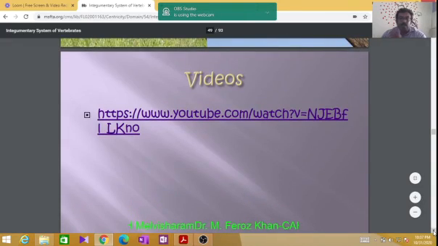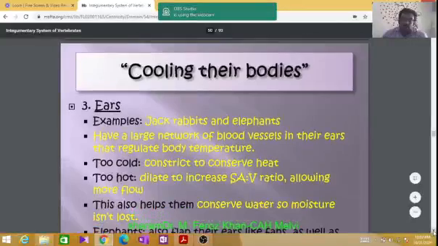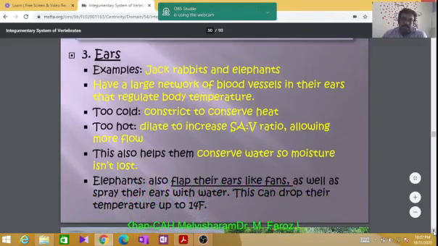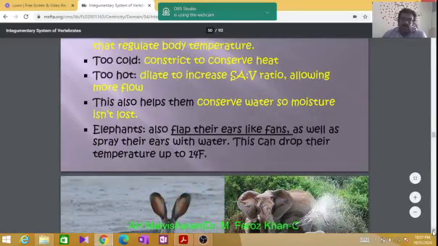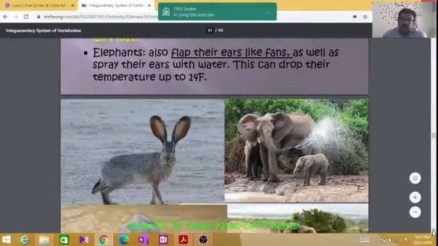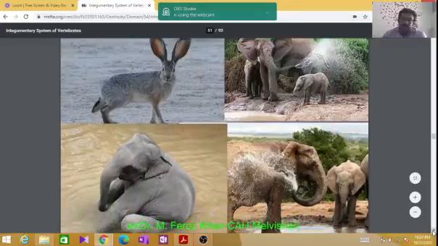If you want to see some videos, you can go to this video on how these animals adapt. Then comes cooling their bodies and how the environmental temperature is maintained. Ears. Jackrabbits and elephants have a large network of blood vessels in the ears that regulate body temperature. Too cold means they constrict, too hot means they dilate. This is the method of conserving water. Elephants normally flap their ears like fans, and spray their ears with water. This can reduce the temperature by up to 14 degrees.